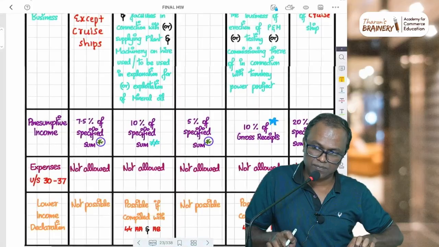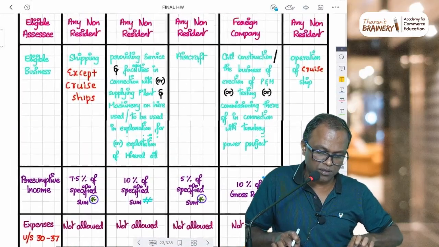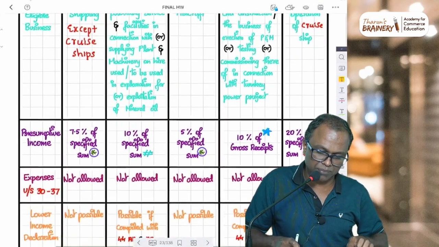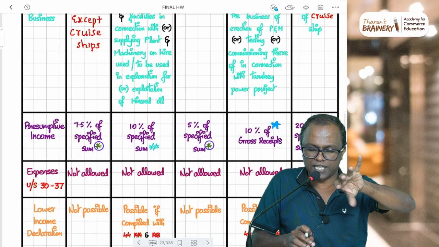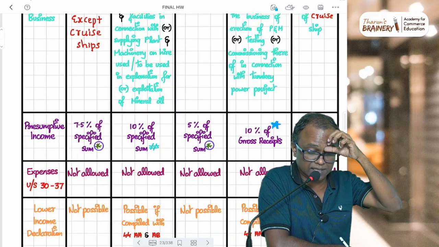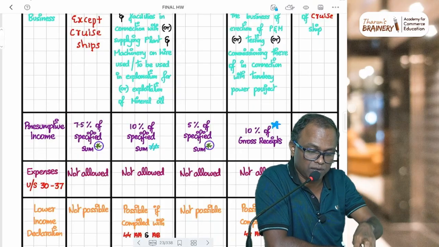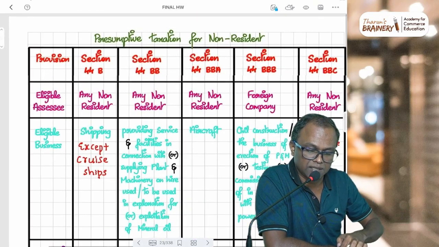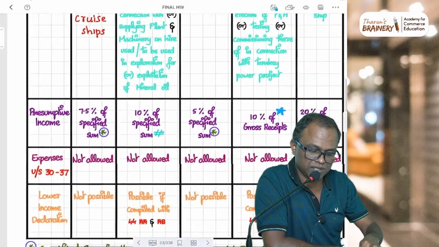Rates. Section 44B is 7.5%, and 44BB is for supplying plant and machinery for oil exploration related activity, covered at 10%. And there is another section, 44BBA, related to turnkey power projects and civil construction. So in that case also 10%.